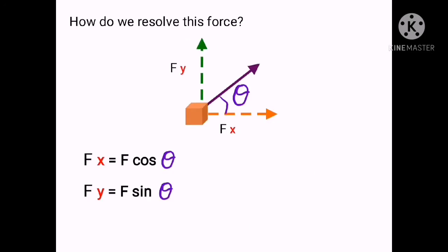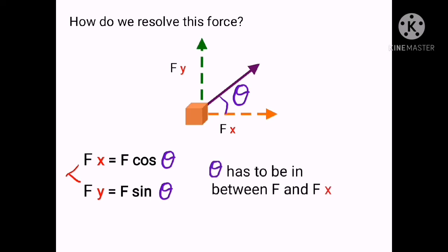Now, how do we resolve this force? Meaning to say, how do we calculate the magnitude of our Fx and our Fy? To do that, we're going to apply these two formulas here. Fx is equal to F cos theta and Fy is equal to F sin theta. Now, you need to remember that theta has to be in between F and Fx.